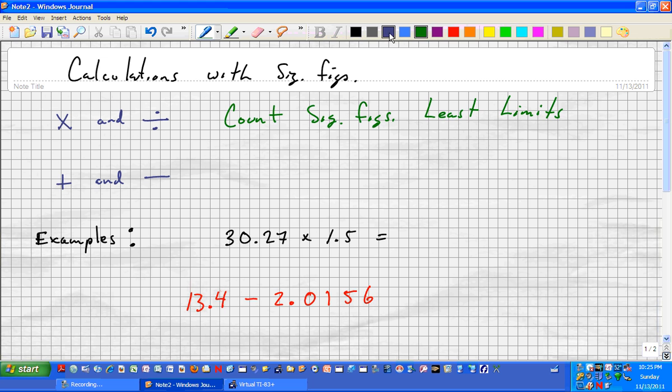For addition and subtraction, what we're going to do is count decimal places. Least limits. Again, instead of counting sig figs for addition and subtraction, we're going to count decimal places in the operation, and the number in the operation with the least number of decimal places is going to tell us how many decimal places our answer will have.